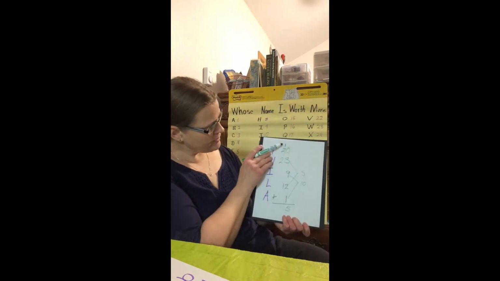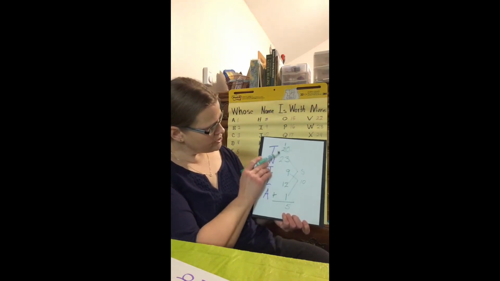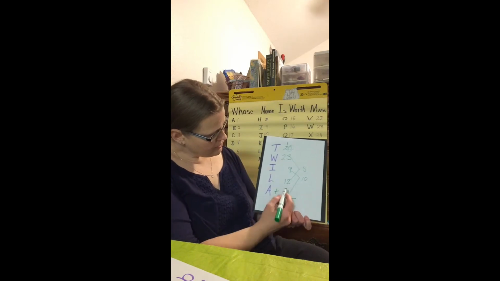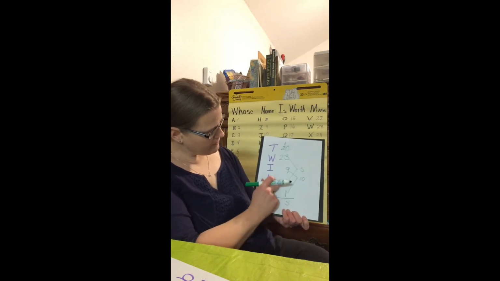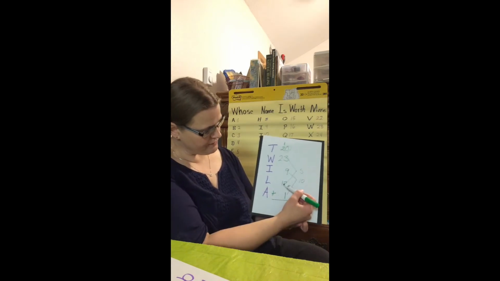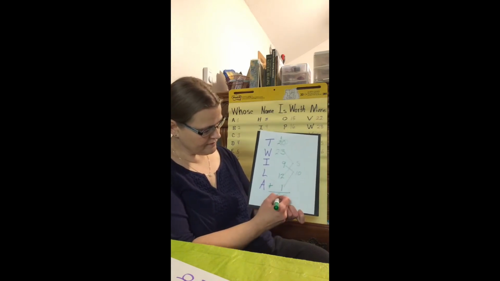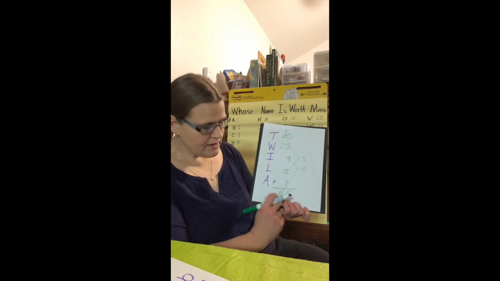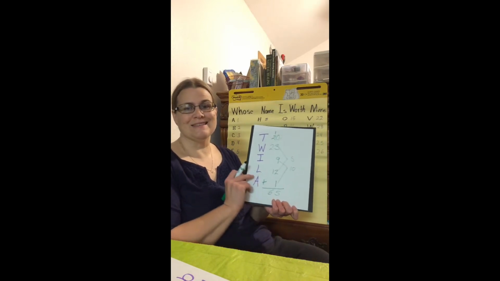So I'm noticing here we have 1, 2 plus 2 plus 1 down here. So there's 3, 5, 6. So there's 6 tens. So the value for Twyla's name is 65.